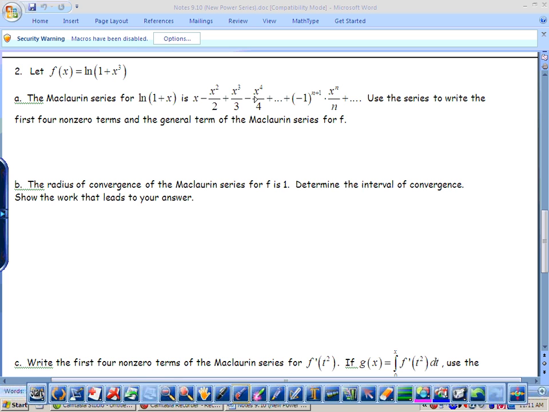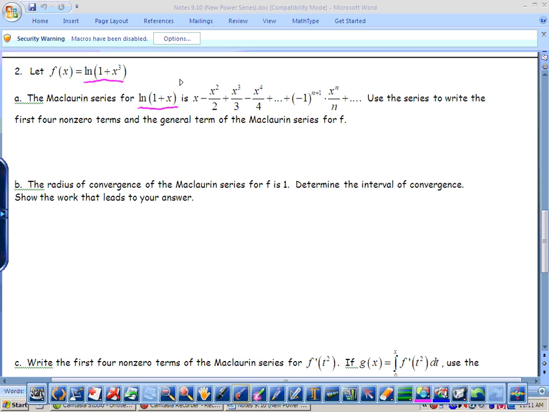So what it's asking us to do is to use this one that they've given us to create a Maclaurin series for f of x equals the natural log of 1 plus x cubed. So what is the relationship of the natural log of 1 plus x to the natural log of 1 plus x cubed? What could I replace the x with in the original one to make my new one?